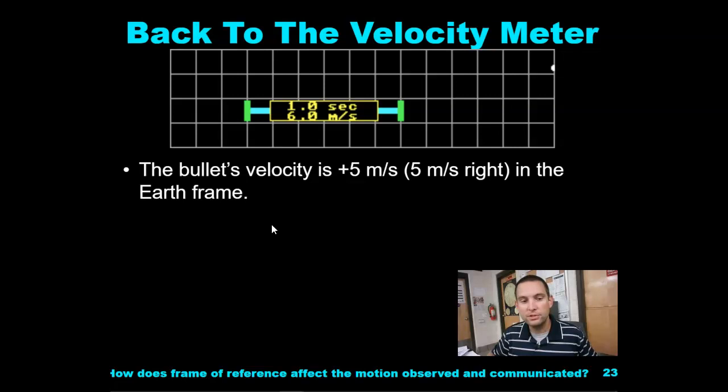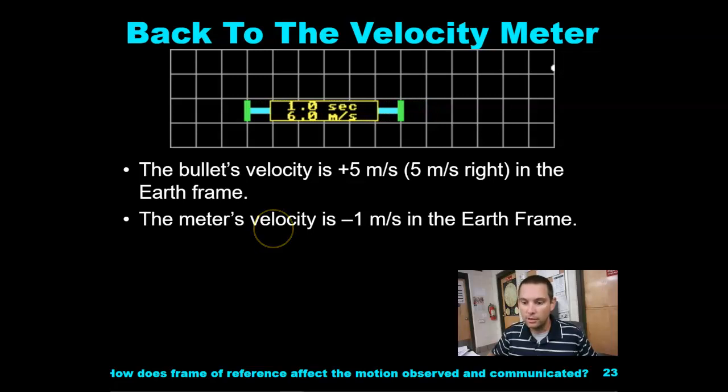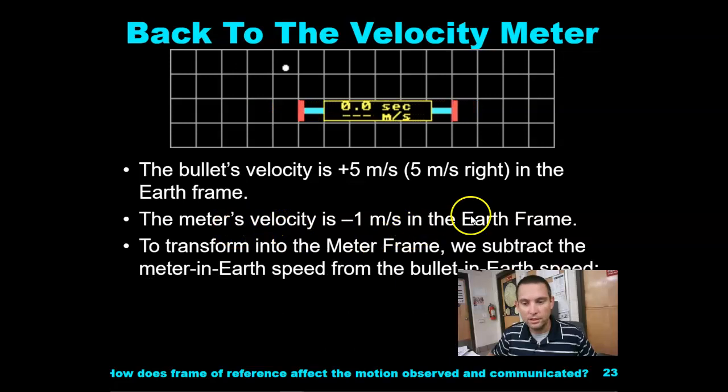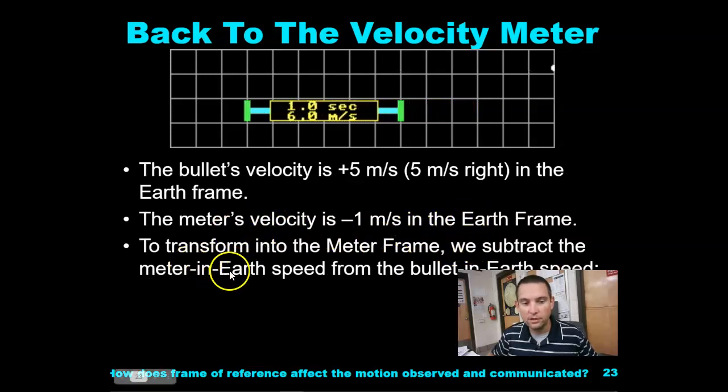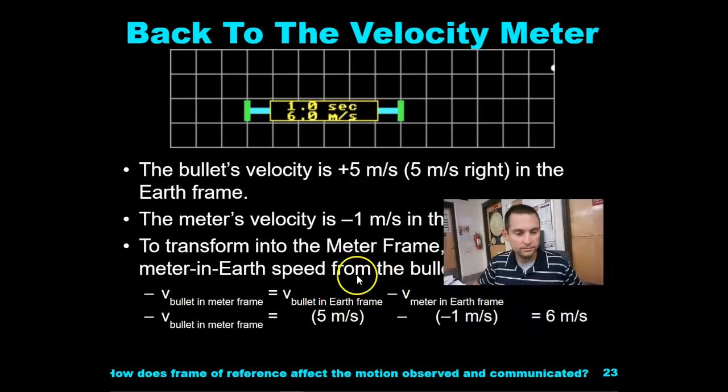The bullet's velocity is 5 meters per second in the Earth frame. The meter's velocity is negative 1 meters per second in the Earth frame. Remember, subtract. To transform into the meter frame, we subtract the meter in Earth speed from the bullet in Earth speed. 5 minus negative 1 gives us 6 meters per second.